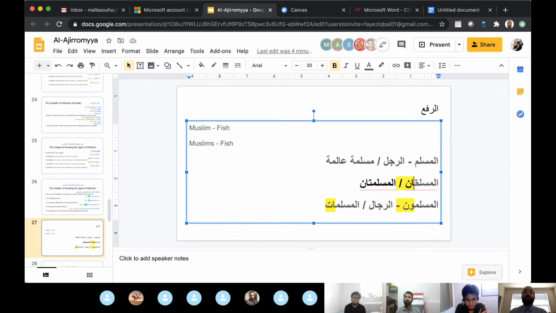So you could add alif and nun to alim. You say alimani, and that would be dual, and you would add waw and nun to alim. You would say al-alimuna, and that would be the plural, right? So once you know this qaida, once you know this rule, you can apply it anywhere you want.